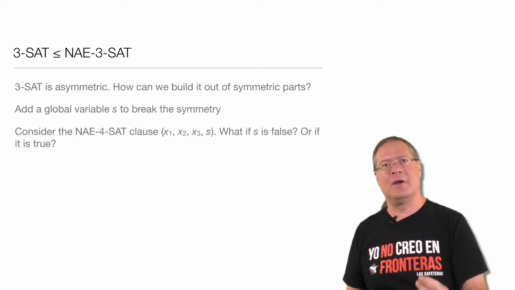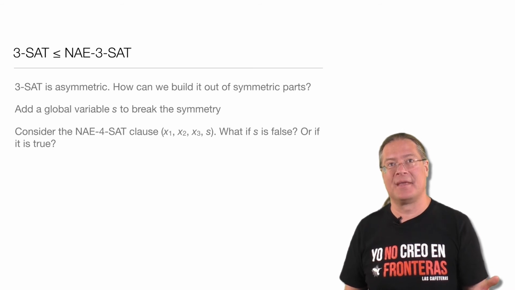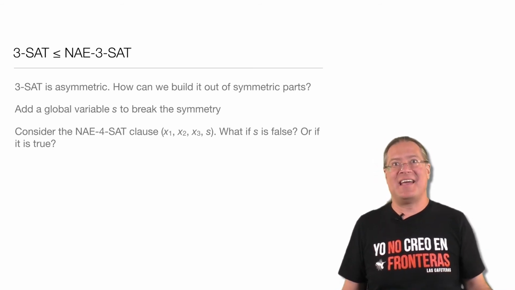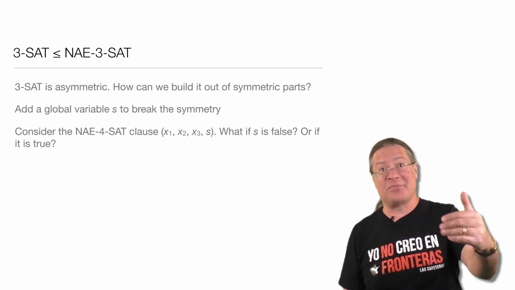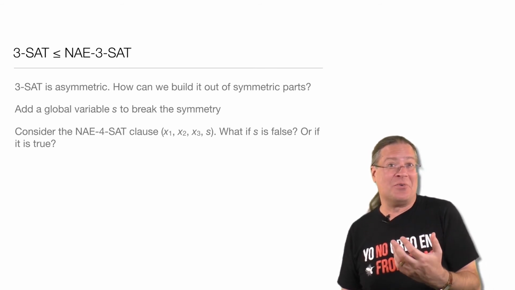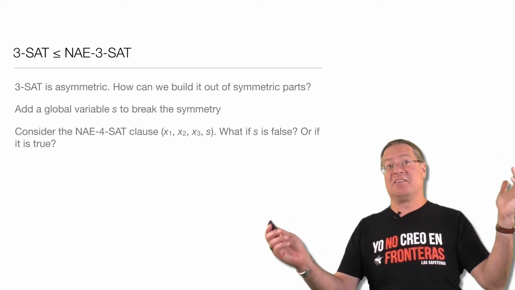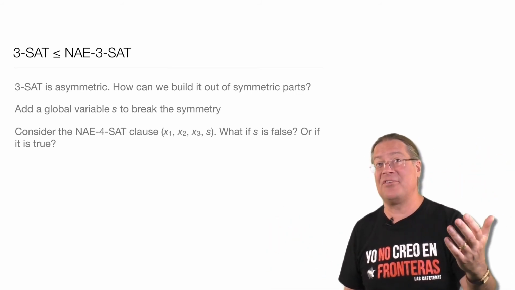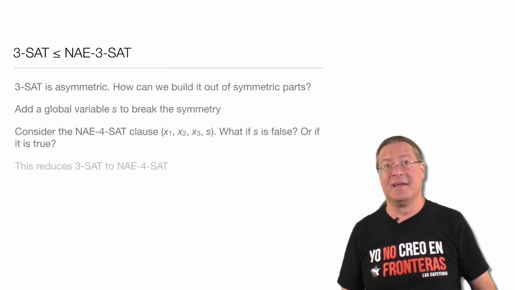So think about this clause. x1, x2, x3, and s can't all be the same. Well, whatever s is, let's say s is what we call false, then at least one of x1, x2, and x3 must be true. If s is true, then at least one of x1, x2, x3 must be false, but heck, then I'll just flip true and false, because I can do that. I'm choosing how the translation works. I'm in the driver's seat.